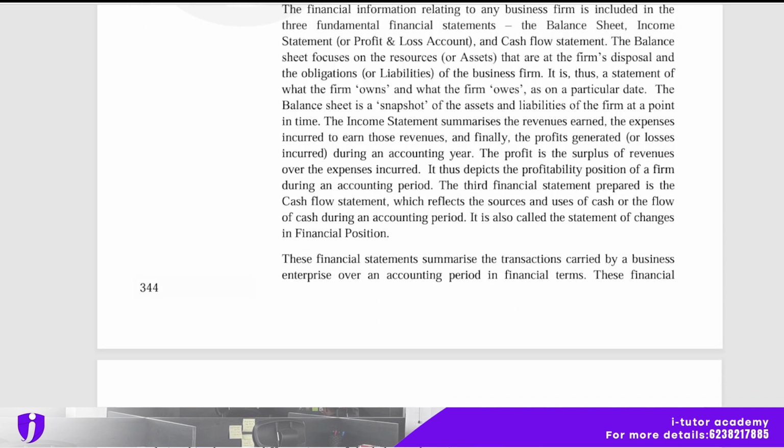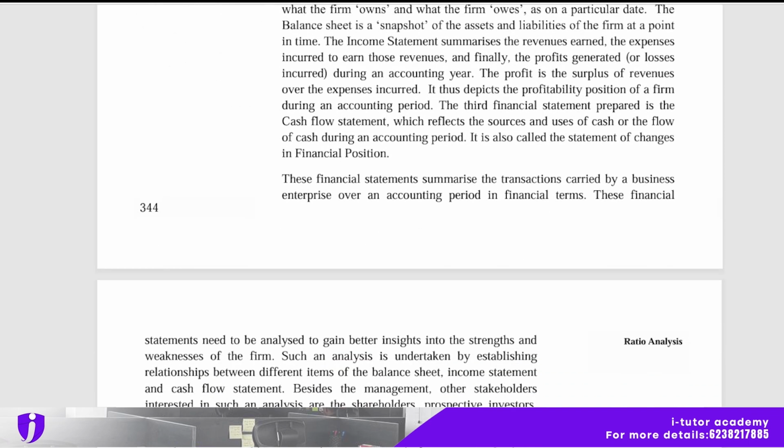The income statement summarizes the revenues earned, the expenses incurred to earn those revenues, and finally, the profit generated or losses incurred during an accounting year. The profit is the surplus of revenues over the expenses incurred. It thus depicts the profitability position of a firm during an accounting period.